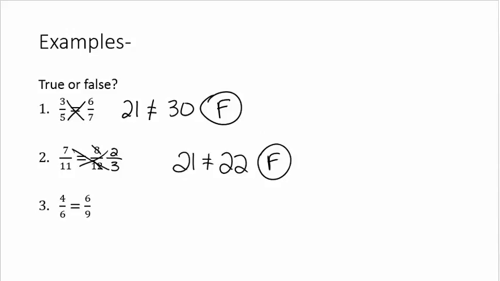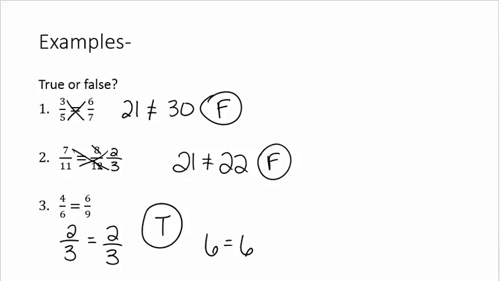And for the last example, number 3, we have 4 over 6 equal to 6 over 9. So both of these reduce. On the left, 4 and 6 are divisible by 2, so we get 2 over 3. And 6 and 9 are both divisible by 3, so we get 2 over 3. And you see here we do have ratios that are equal, so this would be true. If you cross multiply, you would have that 6 equals 6. That's also true.